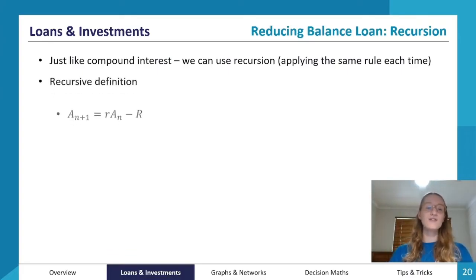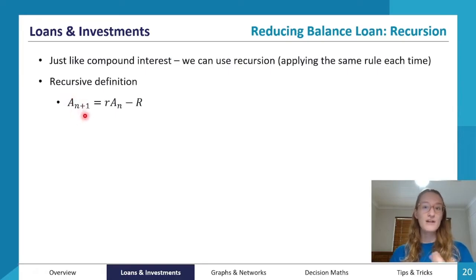And how we model that using the recursive definition is this here. The value of the loan after n plus 1 time periods is equal to the previous value multiplied by r, which is the rate at which it's growing, the compound interest rate, take away capital R, which is our monthly repayment amount, or our weekly repayment amount, or our yearly repayment amount, whatever compounding time period we're working with.